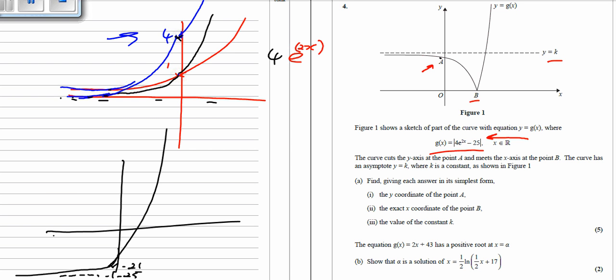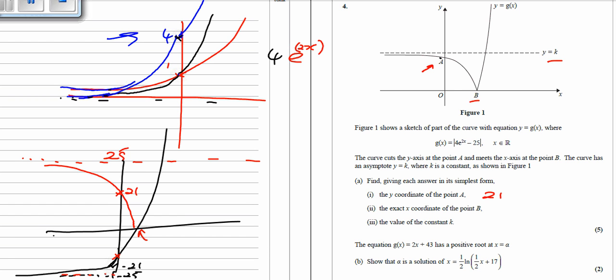Now the next thing they do is they stick it all in the modulus brackets, which means that we're going to bounce it up from this point here. So it's going to go up like that. So instead of going through at minus 21, it's going to go through at 21. And instead of having minus 25 as the asymptote, it's going to have the asymptote there of 25. So now, the y-coordinate of point A. So the y-coordinate is 21.